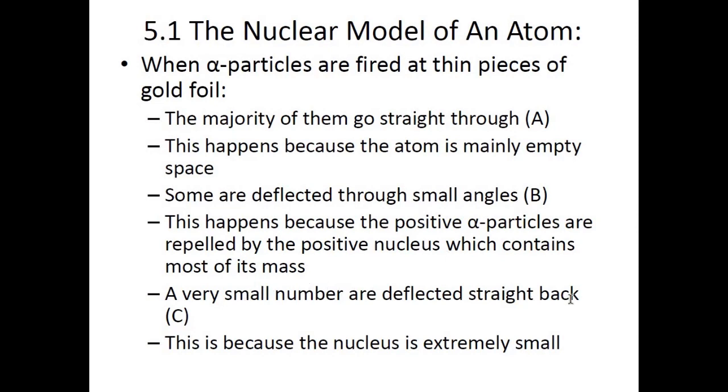A very small number are deflected straight back because the nuclei of the atoms are very small. So those alpha particles which went straight for the nucleus of an atom of gold, and just bumped into that head on, were deflected back at almost the same angle but opposite direction, as the nucleus also has a positive charge due to protons, and alpha particles also have a positive charge, so they just bounced right back.